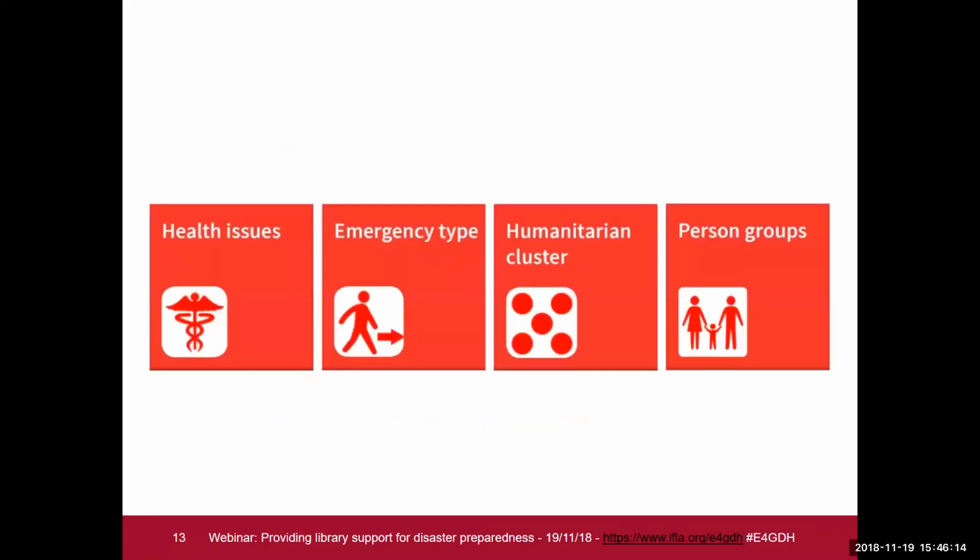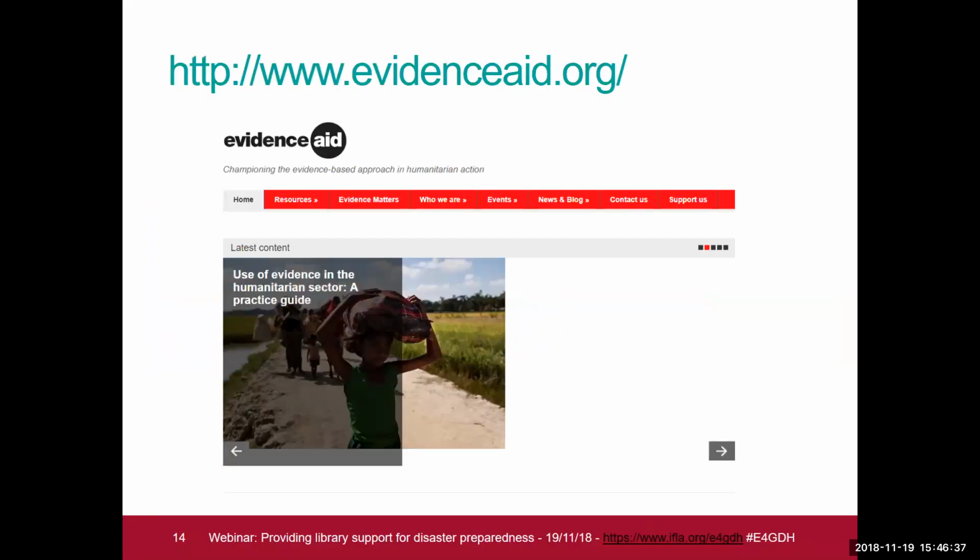As well as looking around particular collections of evidence, you can search the Evidence Aid material by particular topic, whether it's a health issue or humanitarian cluster, person group, if you've got a particular interest in care for children after a disaster, that sort of thing. So you can look at this information in a whole variety of forms. But all of this depends on support to be able to put it together and actually being put into practice in the field as well.